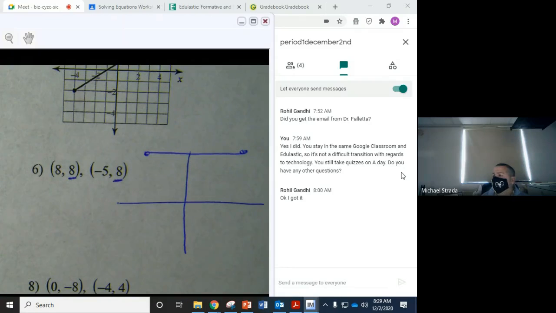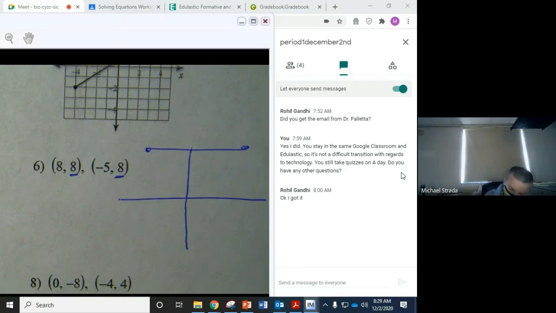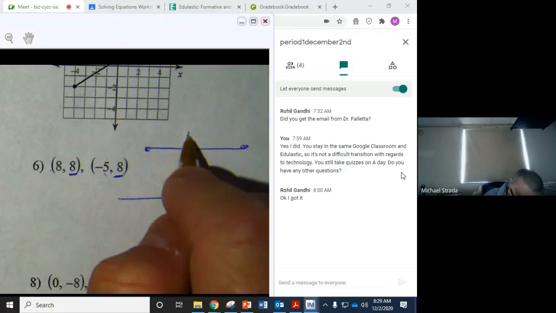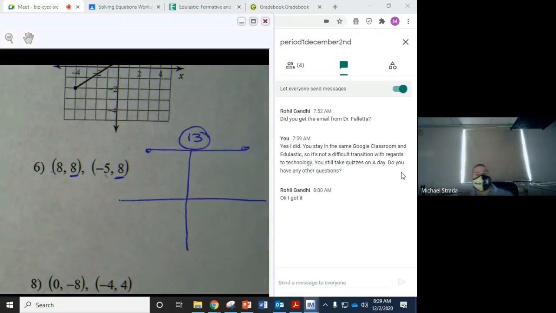I do not need to do the distance formula. I just have to find the difference in the other coordinates. So from 8 to -5 is 13. So my answer is 13. Same thing works if you have a vertical line. So if you have a horizontal or vertical line, in other words, one of the coordinates is exactly the same, boom, you're done. You can just find the difference between that coordinate and you're good to go. Everybody good?